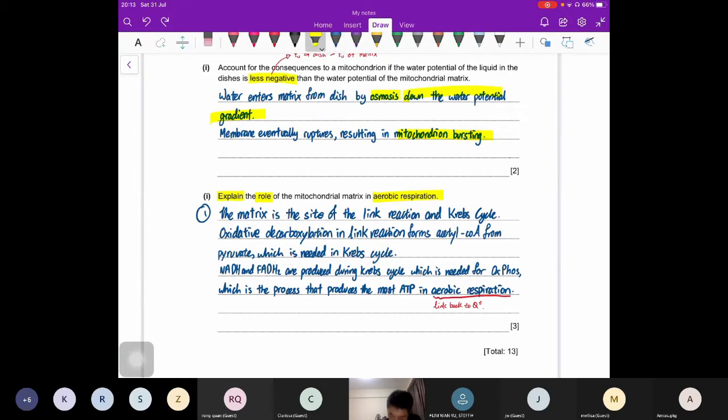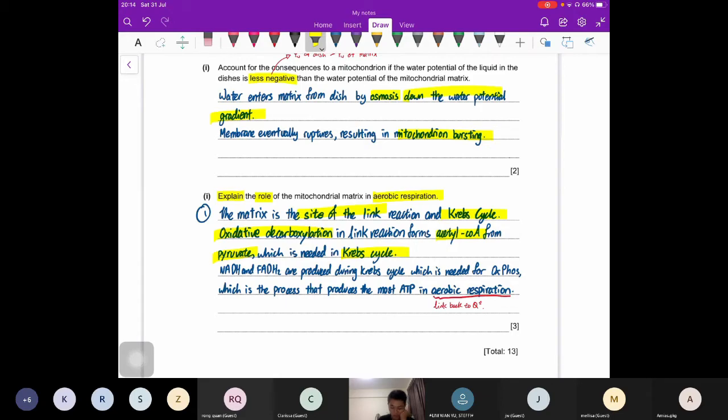Your matrix is your site for your link reaction and your Krebs cycle. Okay, oxidative decarboxylation forms acetyl-CoA from pyruvate, which is needed in your Krebs cycle. So the matrix allows for the link reaction to occur. The link reaction allows for the Krebs cycle to occur. Okay, then continue on the story.